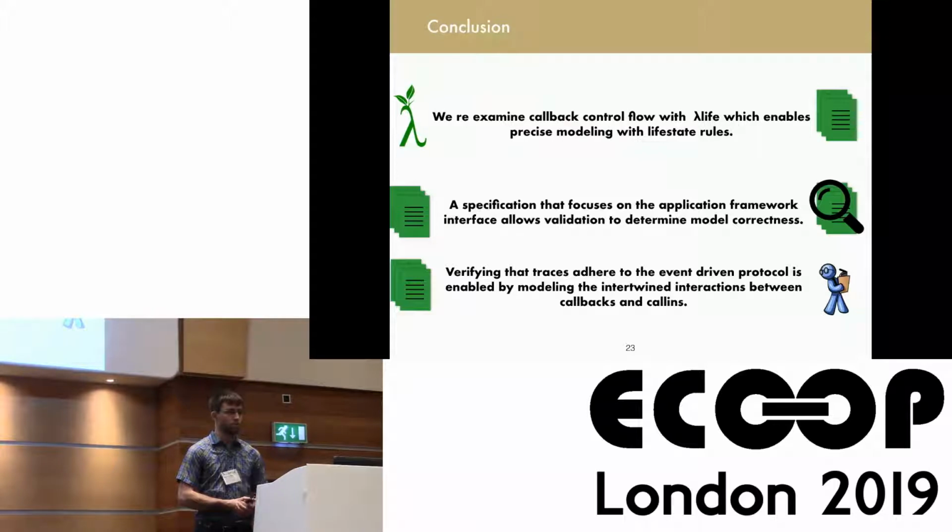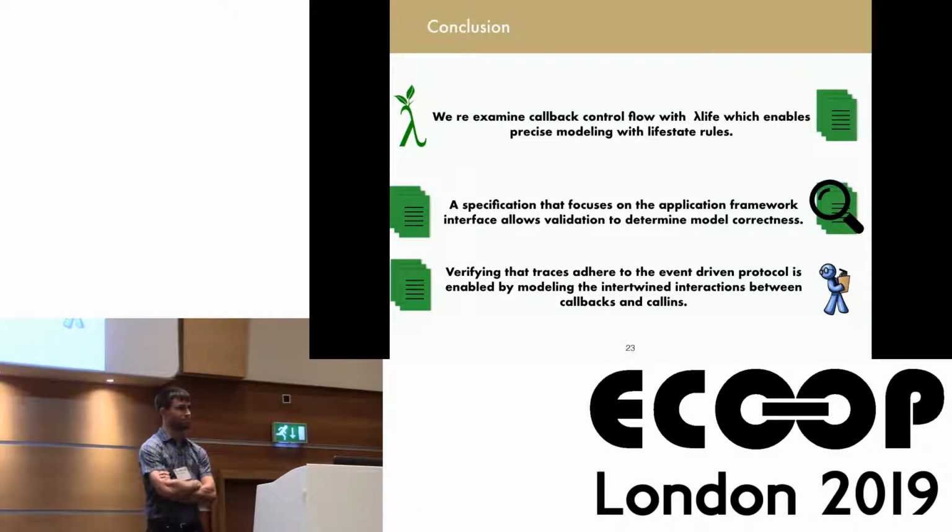So in conclusion, we looked at this callback control flow problem, and we got this lambda life model that lets us reason about the framework in a simpler way. And then we created this specification that focuses on the application framework to allow, so I guess that's out of my time. So, thank you, everyone.